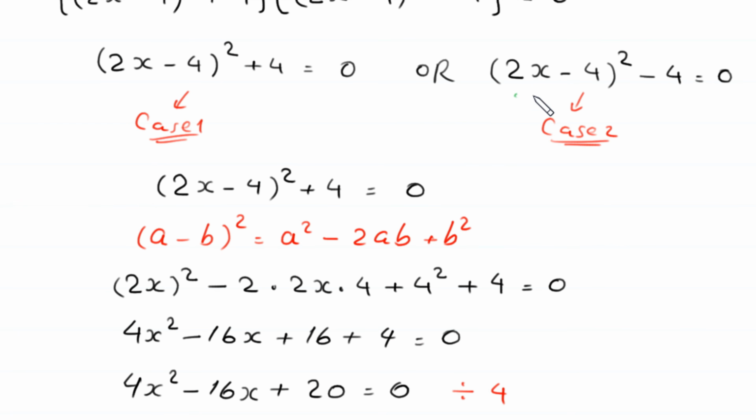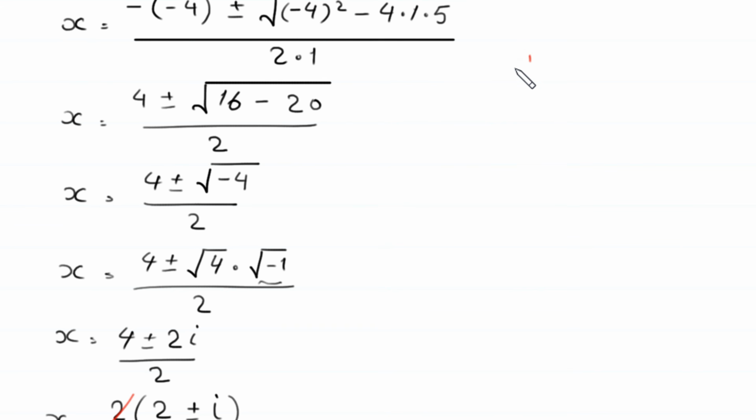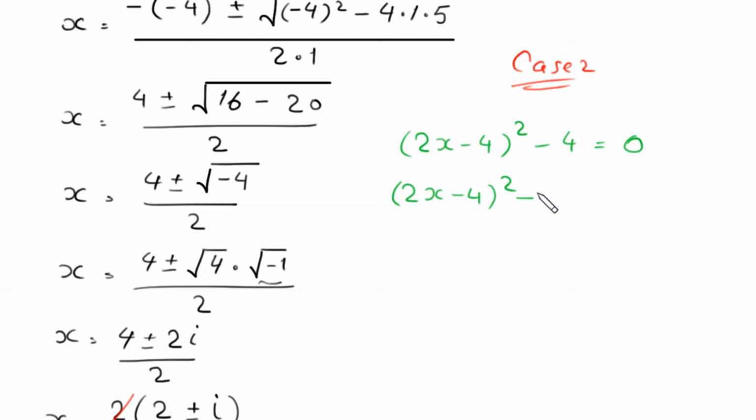Case 2 is (2x - 4)^2 - 4 = 0. This (2x - 4)^2 minus this 4 can be written as 2 squared is equal to 0. Now we have a difference of two squares.